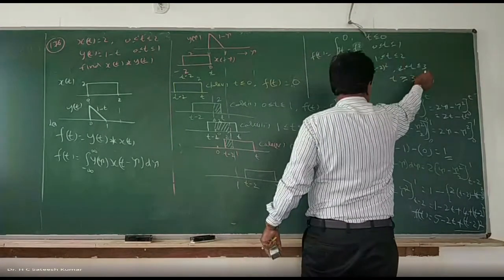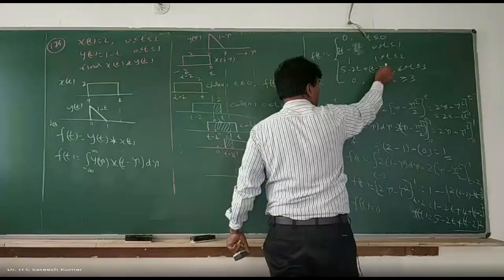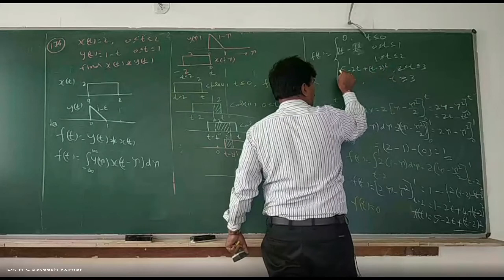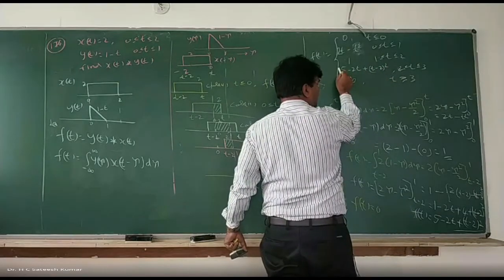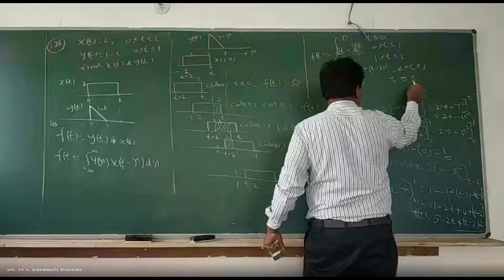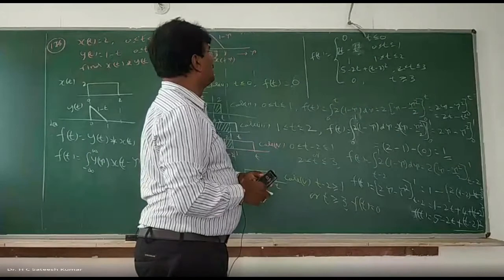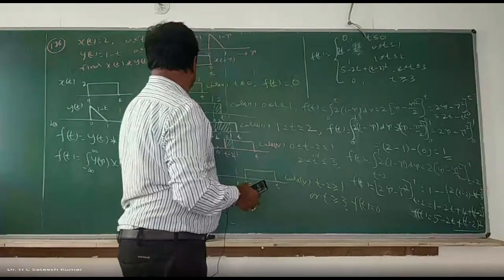t is equal to 3. What will you get? 3 minus 2 is 1, 1 square is 1, 1 plus 4, 5, 6. And 3 into 2 is 6, 6 minus 6 is 0. When t is equal to 3, it is 0. It is correct. So that's how we should do it, and you can sketch the problem.